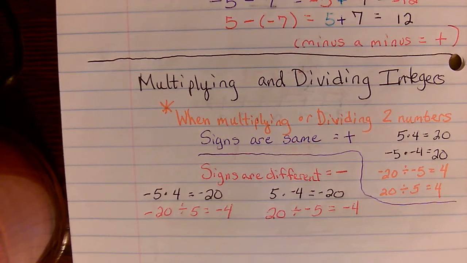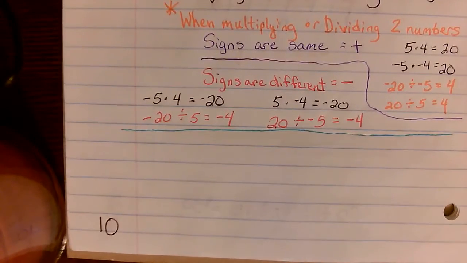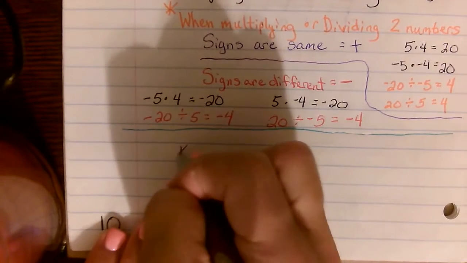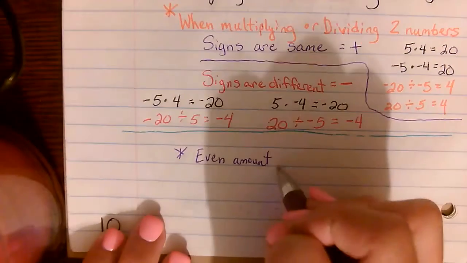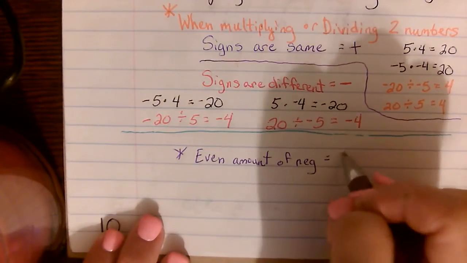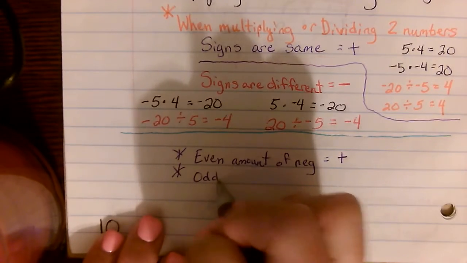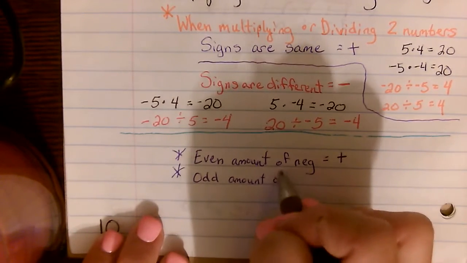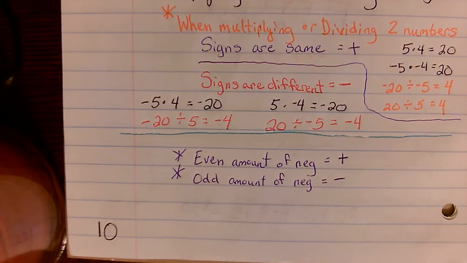Now, what might you ask if there were more than two numbers being multiplied or divided together? Because you're going to have that sometimes. So let me just draw a line under here so I can emphasize this. Slide up. We're still on page 10. So if there's an even amount of negatives, and you can abbreviate, an even amount of negatives, that equals a positive answer. But if you have an odd amount of negatives, you get a negative answer. Let's look at some examples of that, okay?